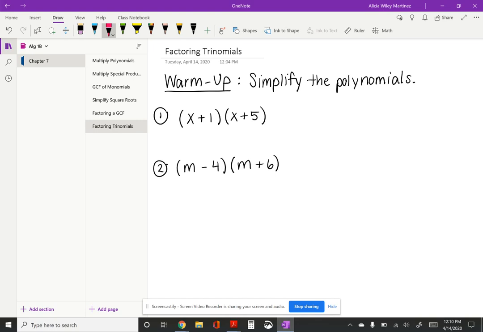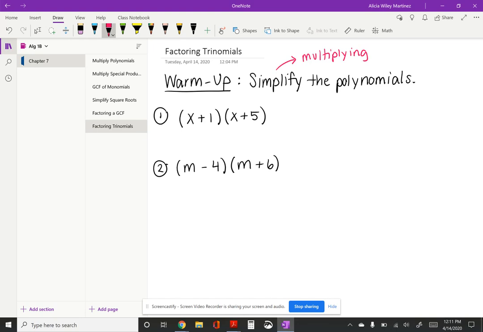If you look at the warm-up, the directions say simplify the polynomials. Here are two problems that they want you to simplify. The way that you're going to simplify these is you're going to get rid of the parentheses by multiplying. Remember, we talked about multiplying these using multiple distribution in relation to the acronym FOIL. So that's what you're going to be using on both of these problems. Pause this video, take a moment, and do the warm-up so that you can see if you're doing it correctly, and then I will go over it. Click pause.